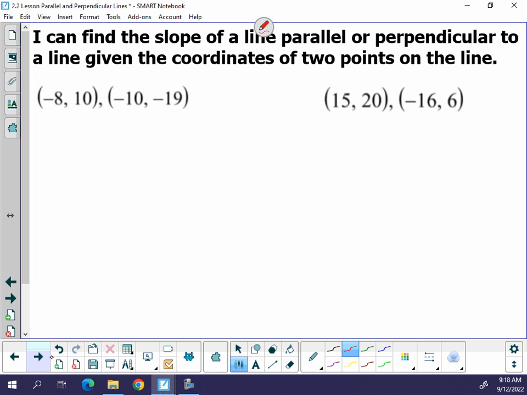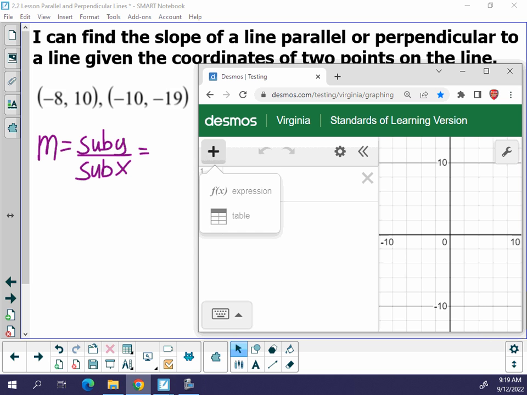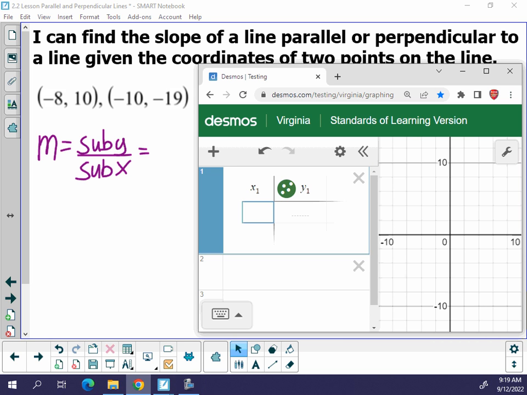We can find those slopes if we're given the coordinates as well. We found slopes using Desmos. We're going to subtract the y's and divide that by subtracting the x's. So, reminder, I can put these coordinates into a table. It helps me stay organized. So I'm going to put these coordinates into this table.